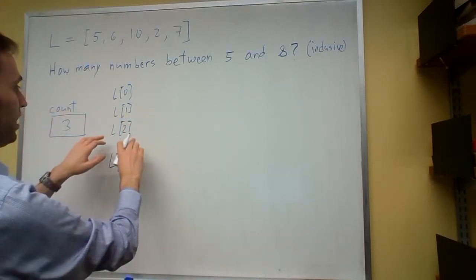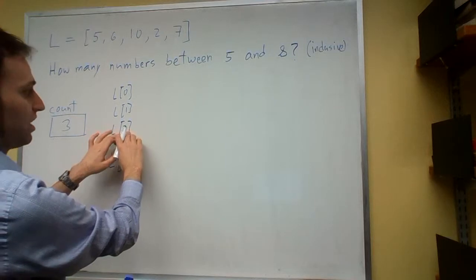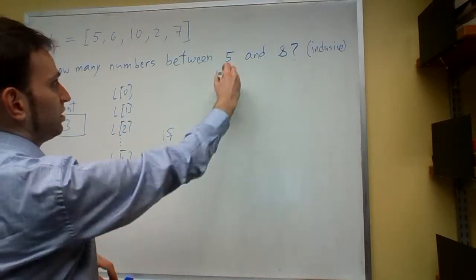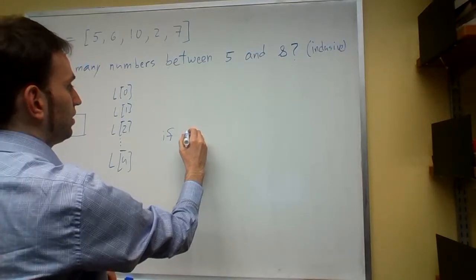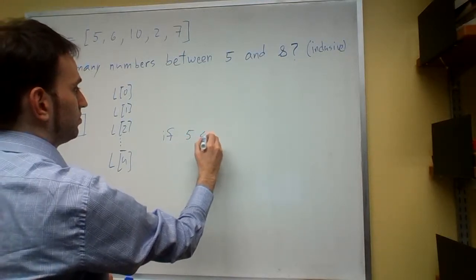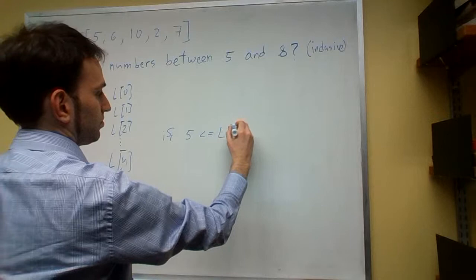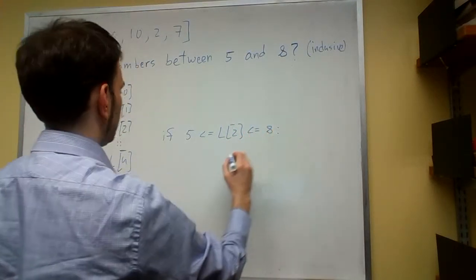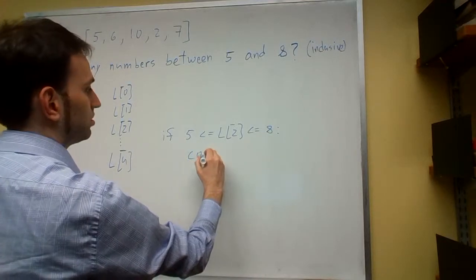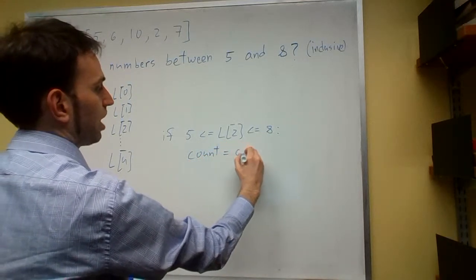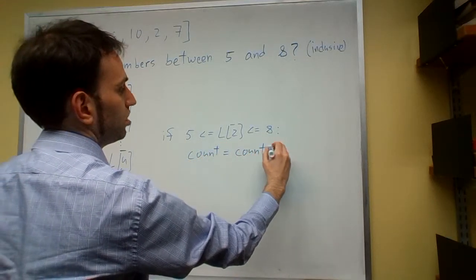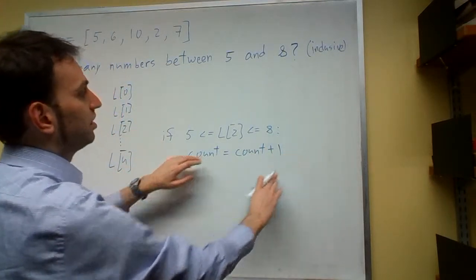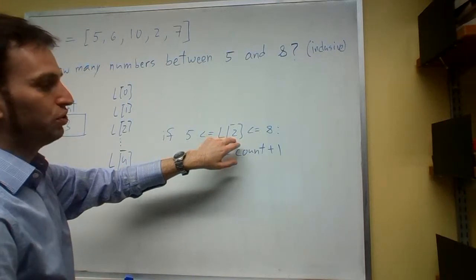Well, what I would say is, for example, for L at 2, I would ask, is L at 2 between 5 and 8? I could ask it like that. And if it is, I'll say count equals count plus 1. If it's not, I'll just skip this line. So this is for L at 2.